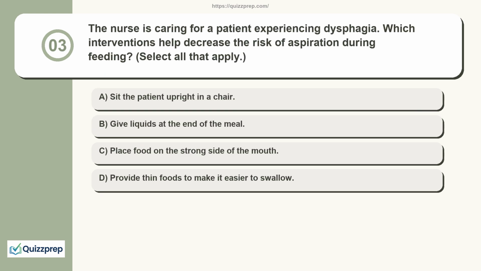Question 3. The nurse is caring for a patient experiencing dysphagia. Which interventions help decrease the risk of aspiration during feeding? Select all that apply. Sit the patient upright in a chair. Give liquids at the end of the meal. Place food on the strong side of the mouth. Provide thin foods to make it easier to swallow.